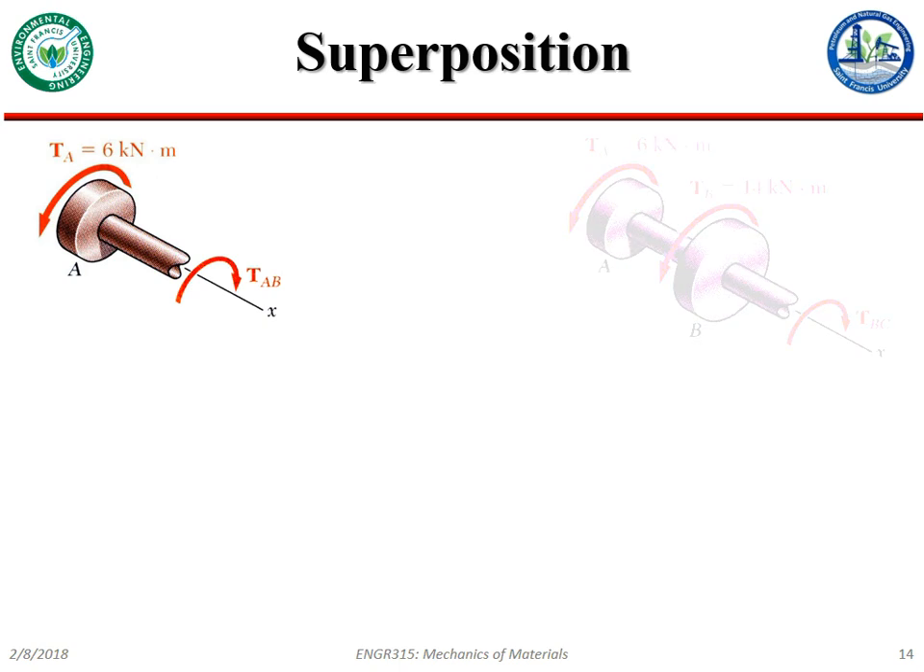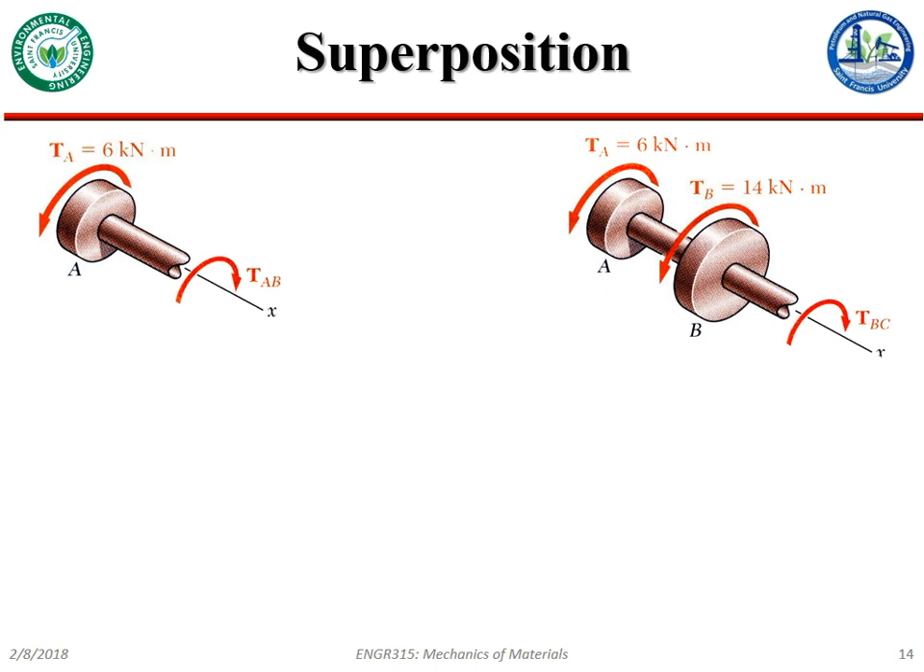If we move further up the shaft, we get a second friction roller, going like this. What does torque BC need to be in order for Newton's third law to be satisfied? Yes.